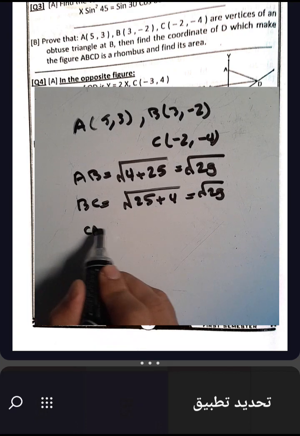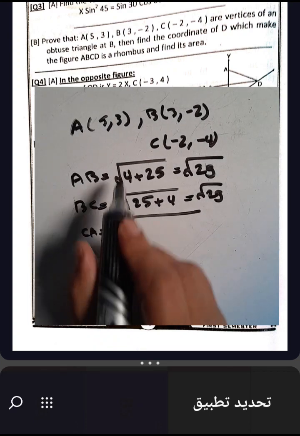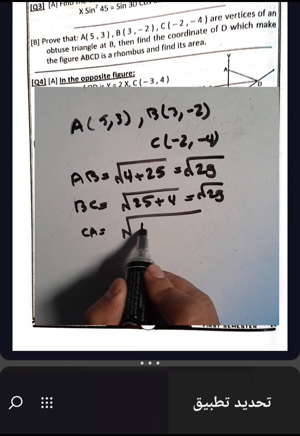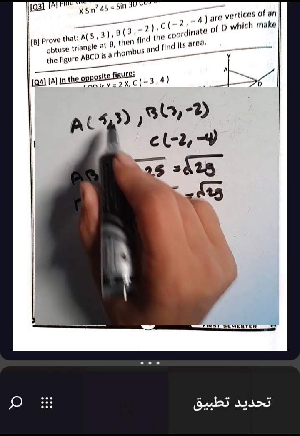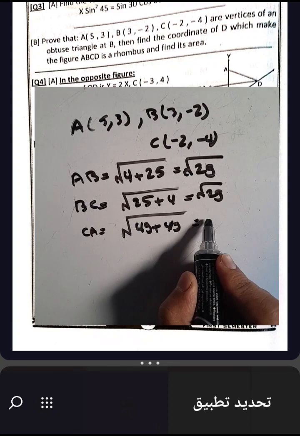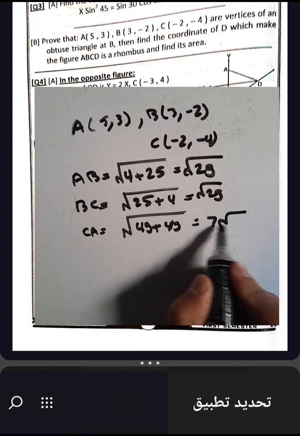And then we can find the length of CA, C and A. -2 minus 5 is -7, squared is 49. -4 minus 3 is -7, squared is 49. Then the result will be the square root of 49 times 2, which is 7 root 2.